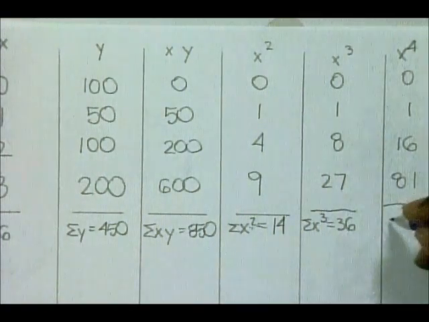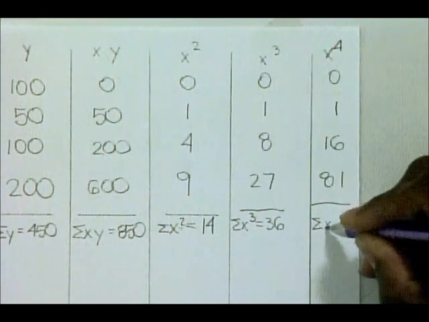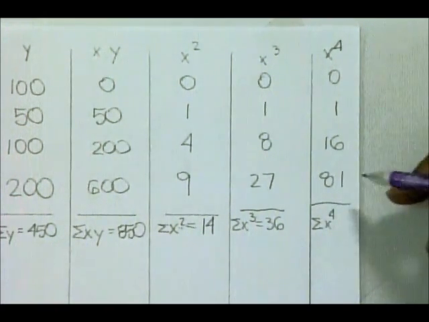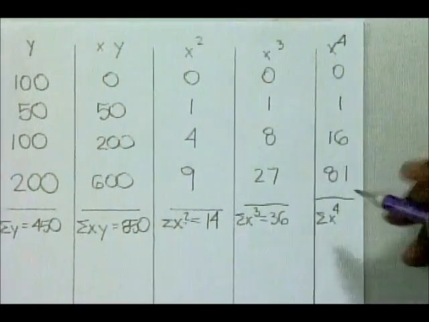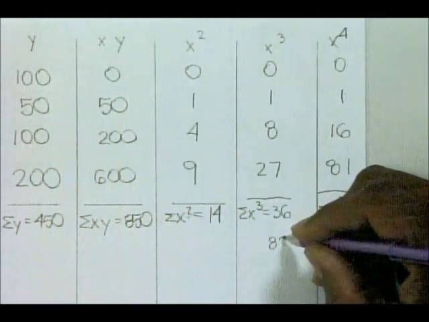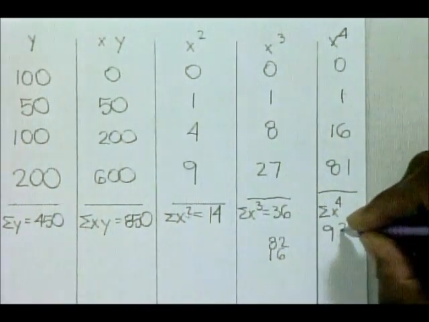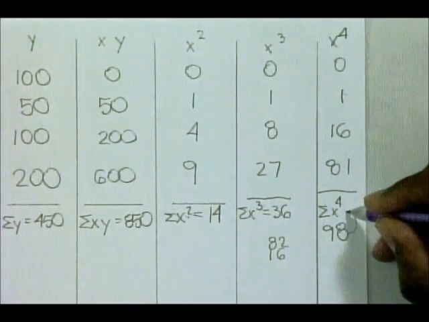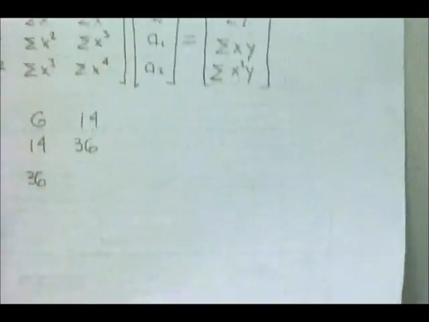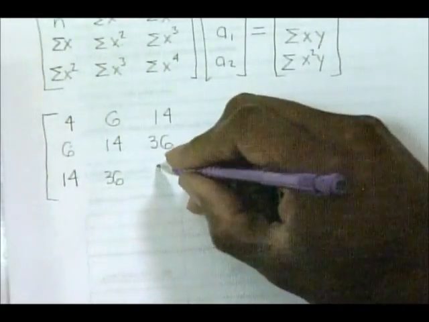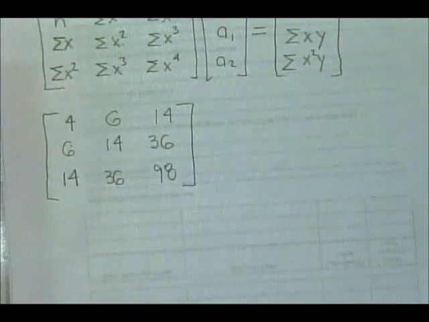The summation of x to the 4, if we add all that up, we end up with 82 plus 16. Let's just do the calculating right here. 82 plus 16 is 98. That is the summation of x to the 4. And we're going to put that right here. 98. All right.